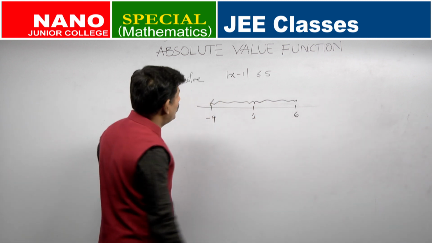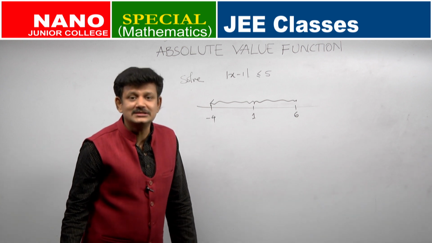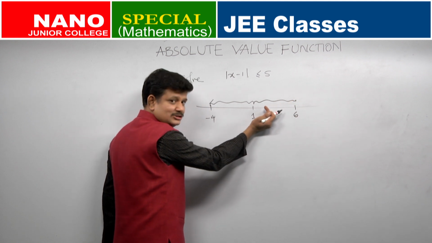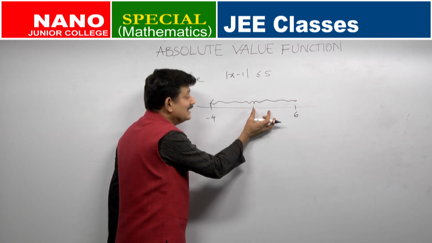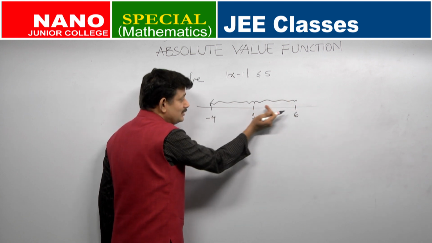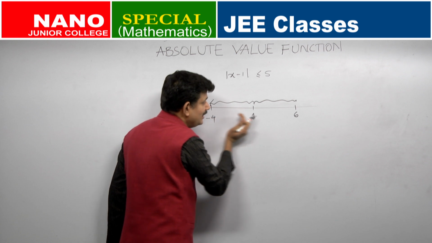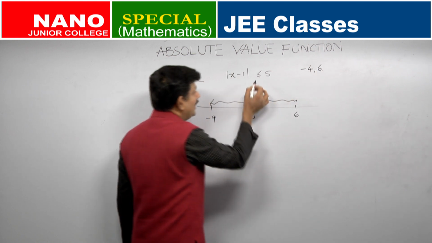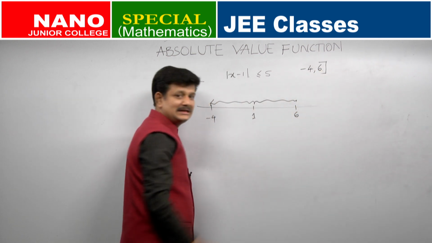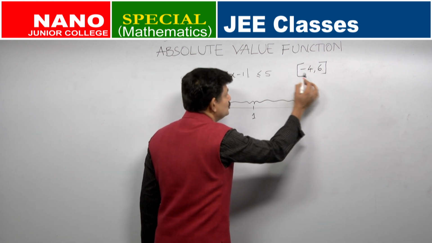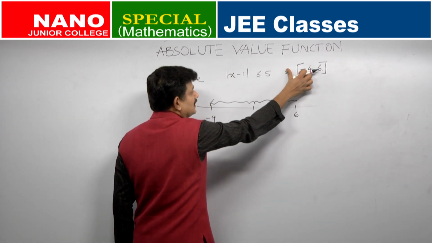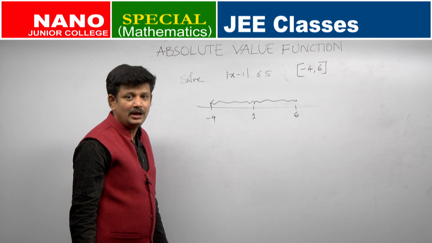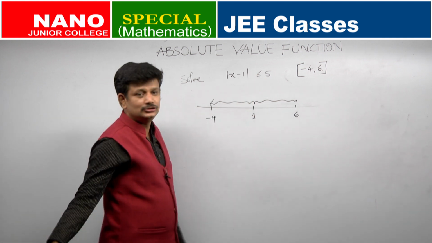But what do I want? I want the distance to be less than or equal to 5. So, the points in between are at a distance of less than 5 units from 1. Our answer will be the collection of points from minus 4 to 6, and equality is given, so it can be 6, it can as well be minus 4. Your solution set is the closed interval minus 4 to 6, the set of all numbers from minus 4 to 6, both included.